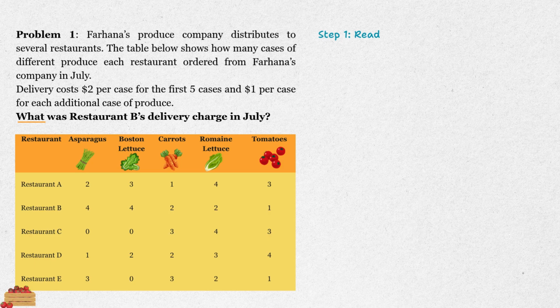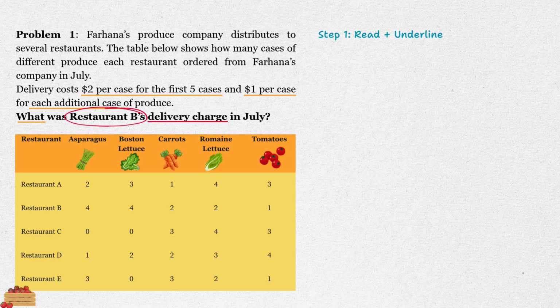First, let's start by reading carefully and underlining key details. Underline $2 per case for the first 5 cases. That's our first rate. Underline $1 per case for each additional case. That's our second rate. Now circle Restaurant B. That's the one we'll focus on, and in the question, box the phrase delivery charge. That's what we need to calculate. Remember to note in the margin, tiered pricing, 2 rates.